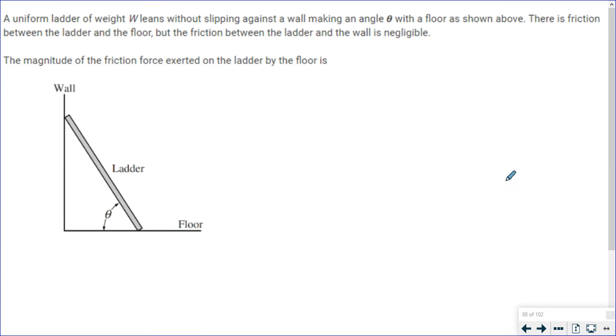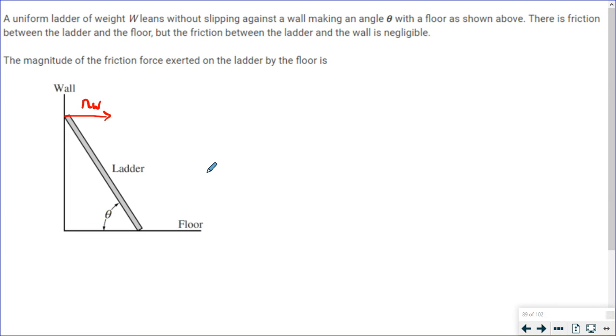A uniform ladder of weight W leans without slipping against the wall, making an angle theta with the floor as shown. There's a friction between the ladder and the floor, but the friction between the ladder and the wall is negligible. The magnitude of the friction force exerted by the ladder on the floor, that's what we want to solve for. So I would draw a free body diagram for this first.